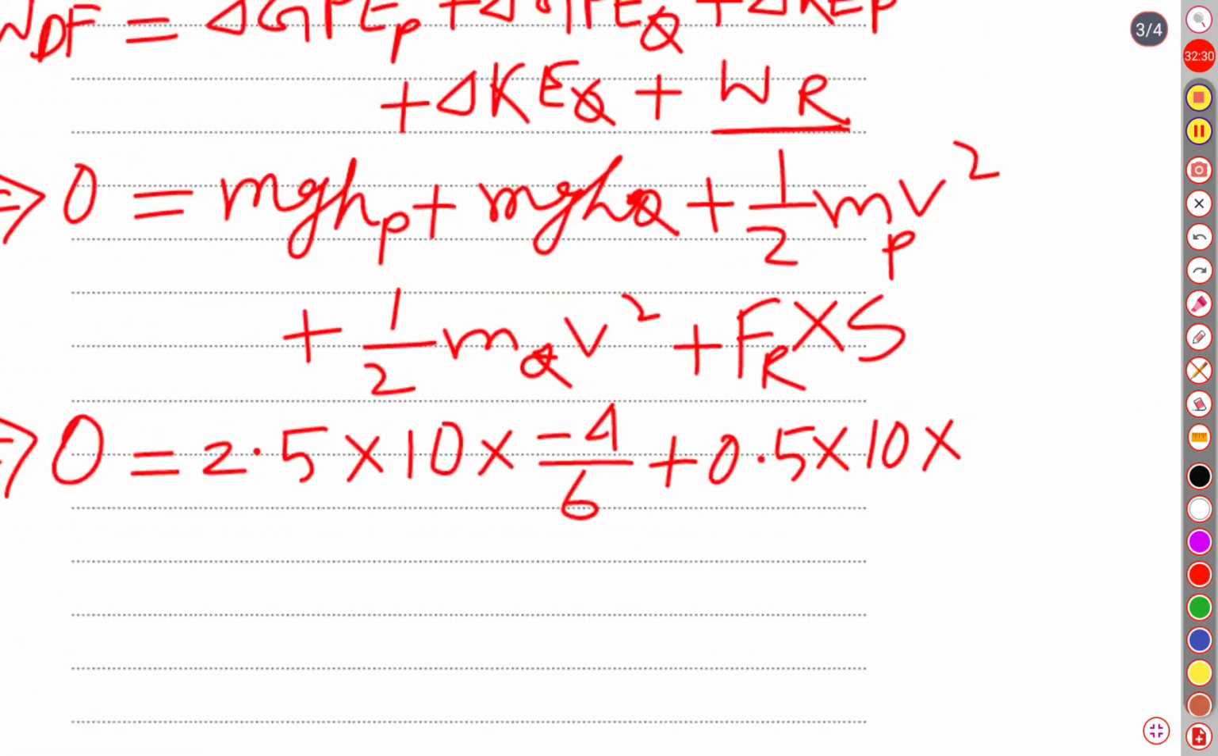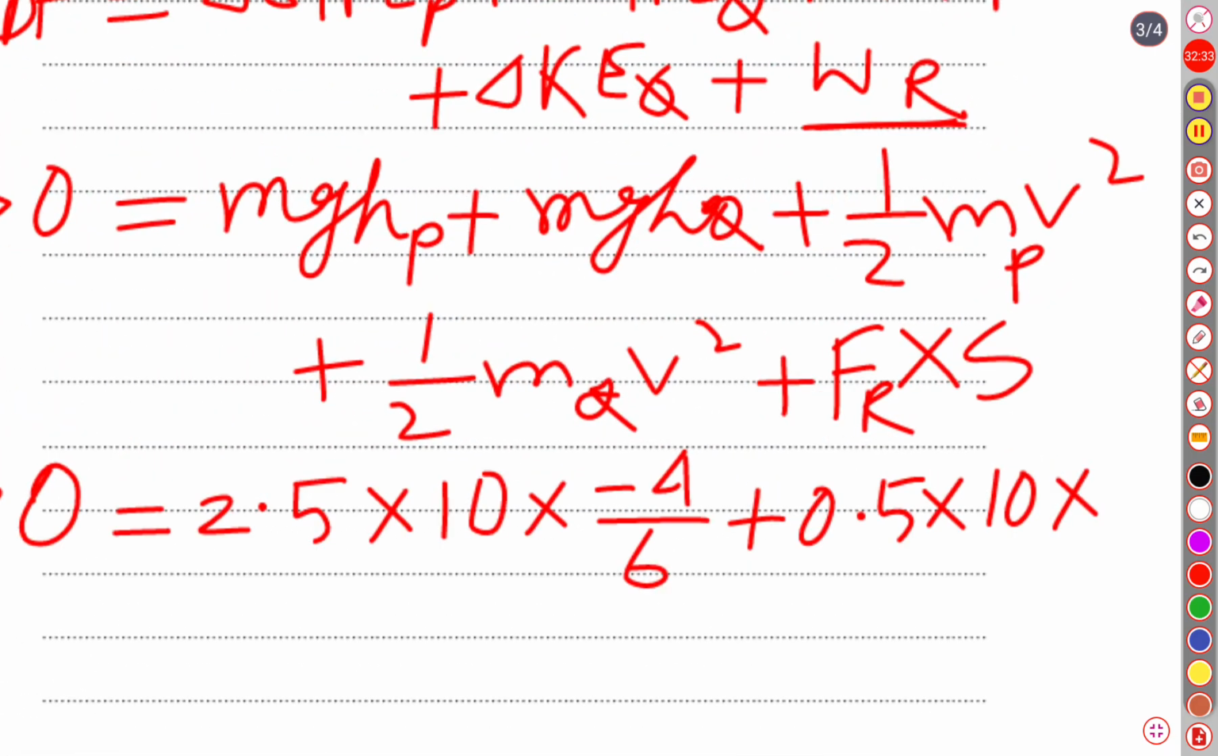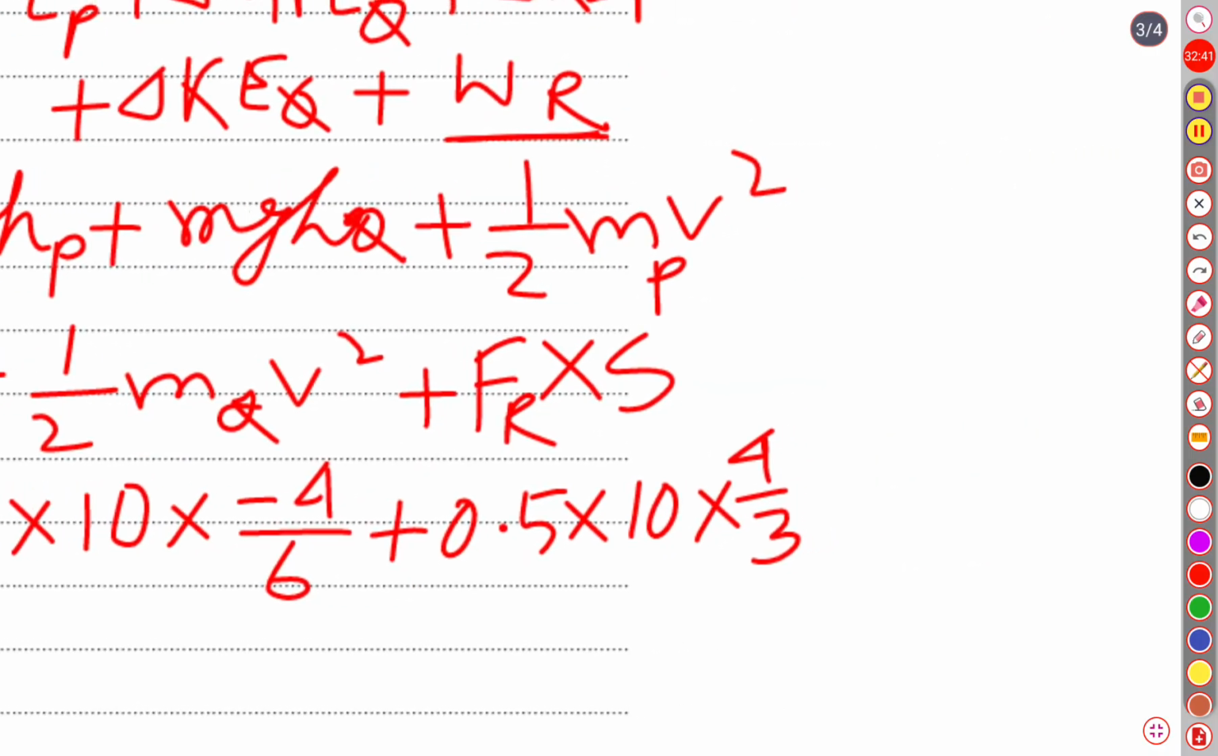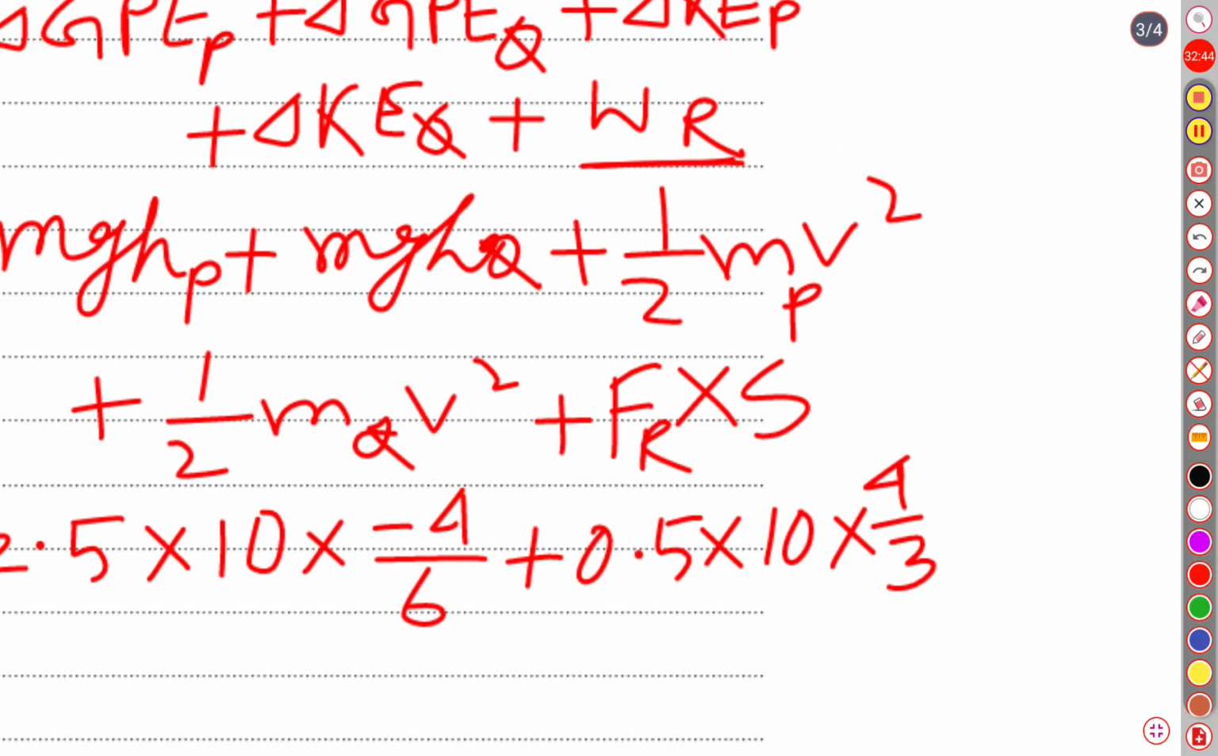So we will write here 4 over 3. Well, then there comes, let me write just beside this, then there is kinetic energy, plus half.